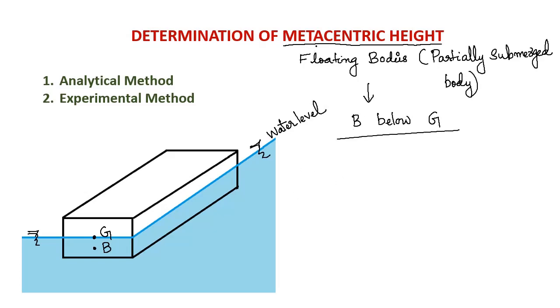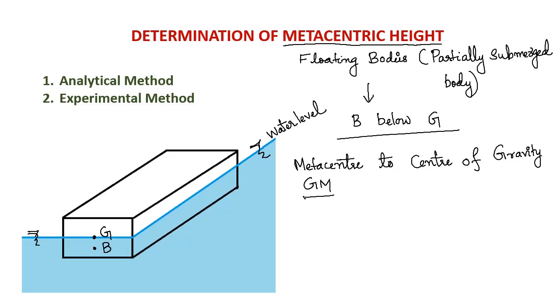Now we will see what metacentric height is. Metacentric height is the distance from metacenter to center of gravity. We will use the symbol GM to represent the metacentric height.